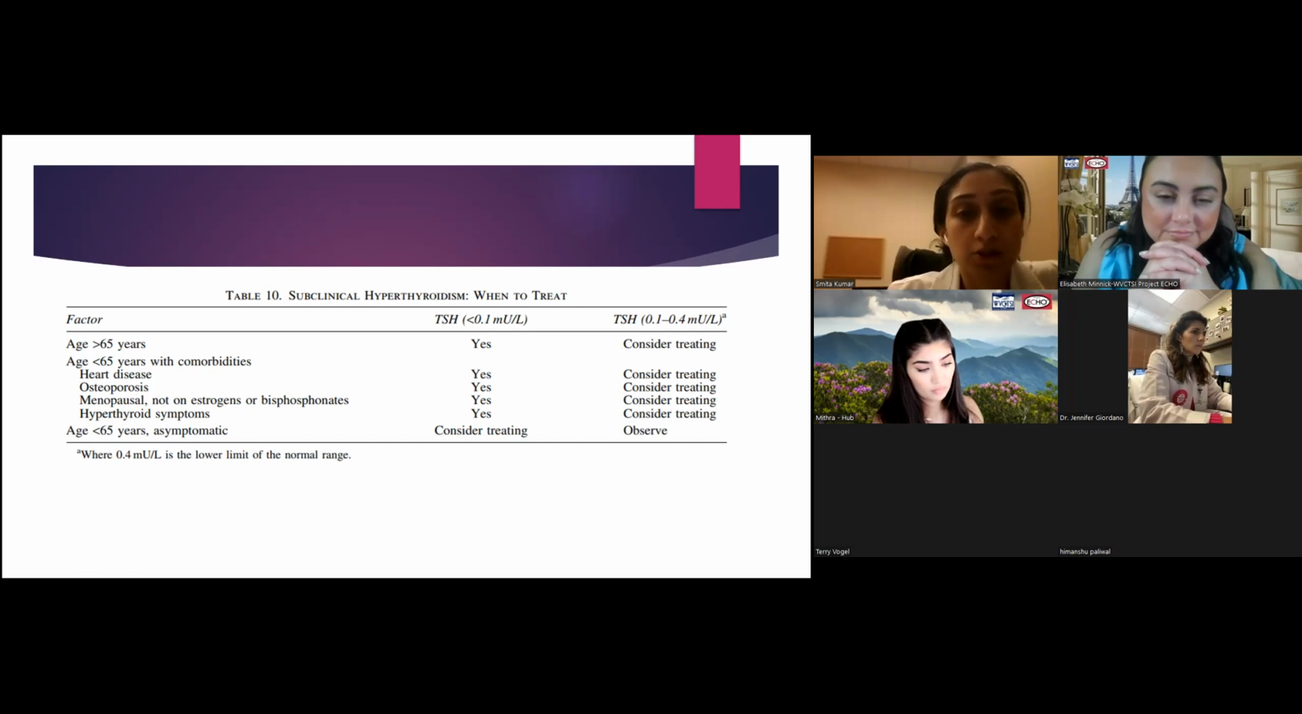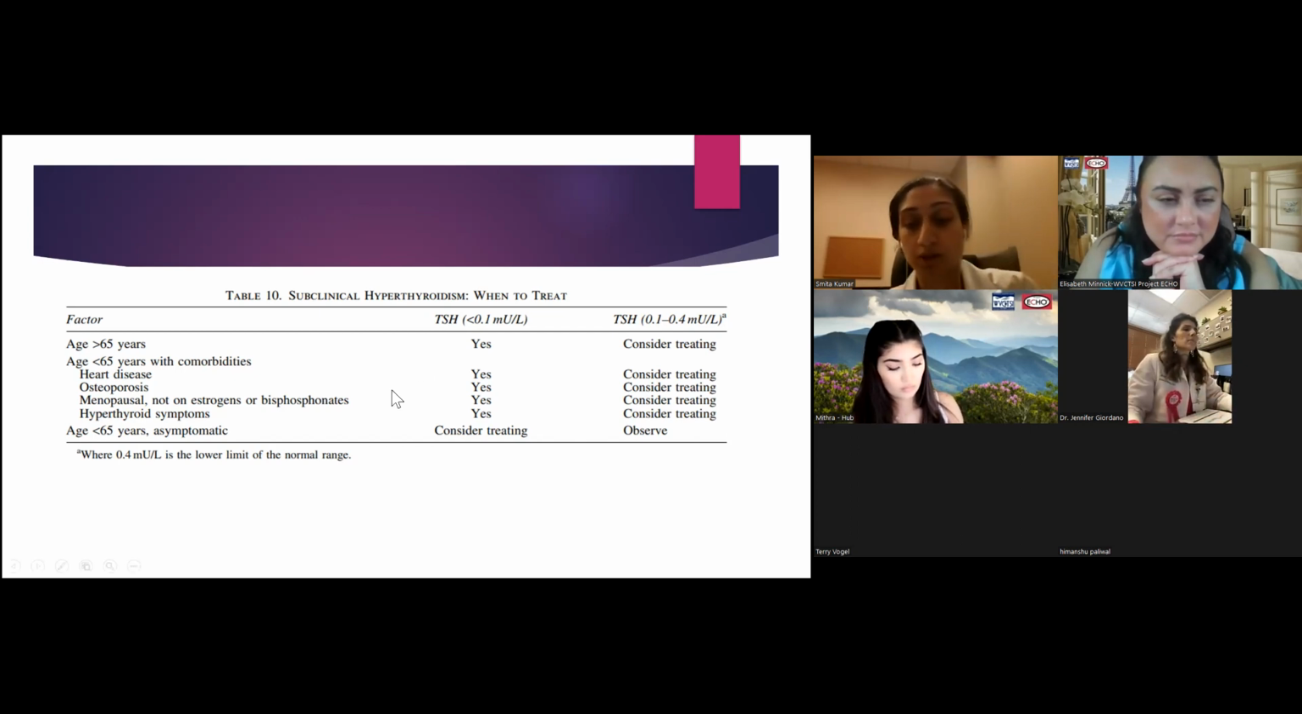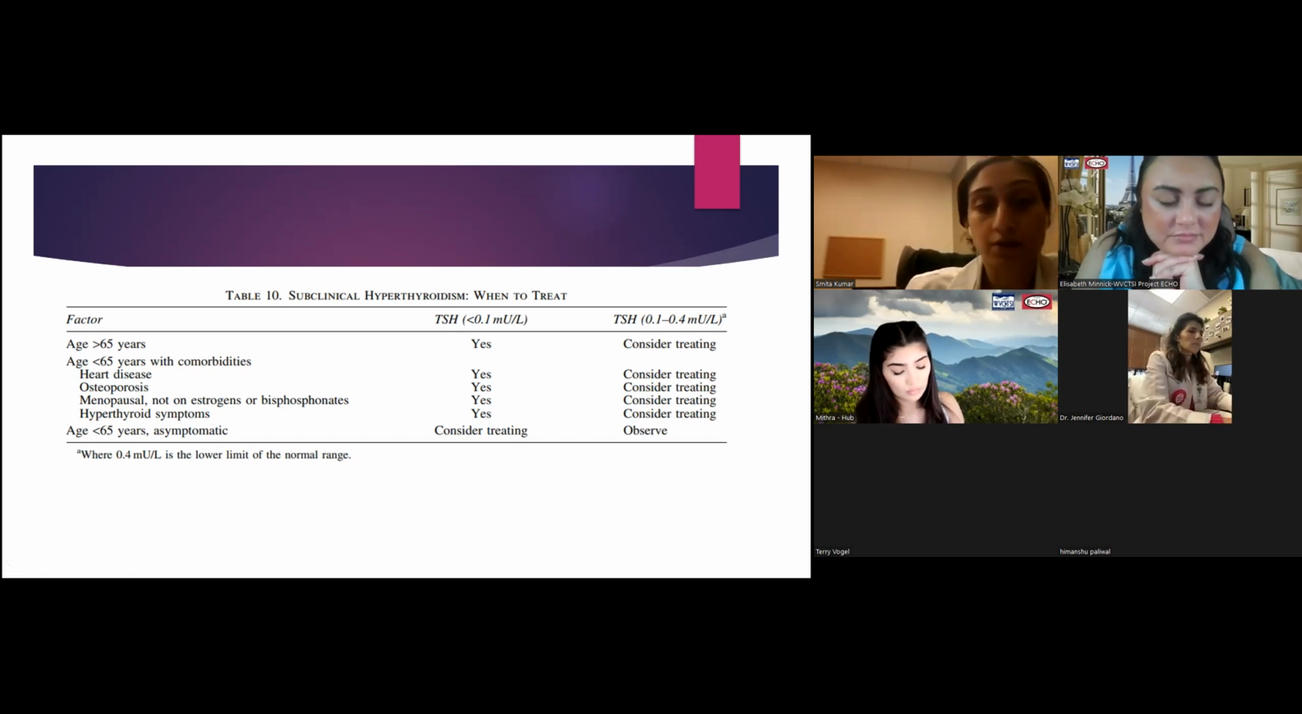If they have comorbidities, the things that you want to look for are heart disease, osteoporosis, are they postmenopausal and not on any sort of estrogens or bisphosphonates, or are they symptomatic? Then again, you can look at what their TSH is doing and either observe them versus consider treating them. And then even in younger patients, you can consider treating them when their TSH is suppressed. And then you can just observe them if their TSH is anywhere from 0.1 to 0.4. So this is a good chart to refer to if you're confused about what you should do in a patient who has a low TSH but a normal T4 and T3.